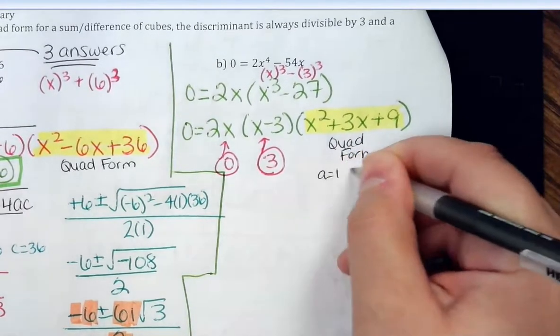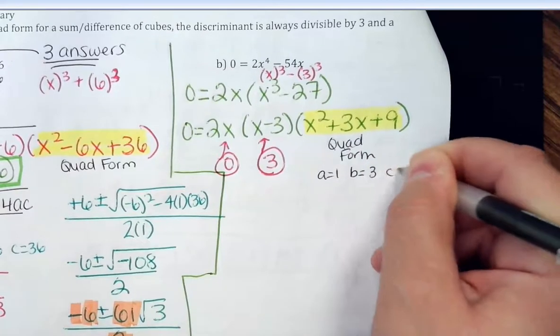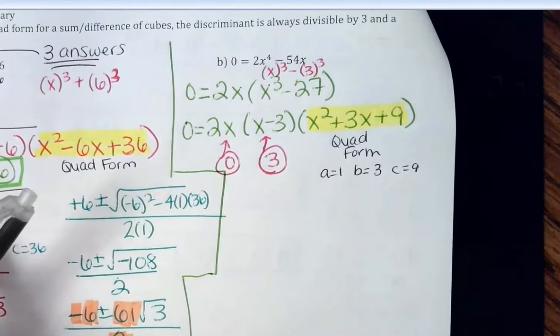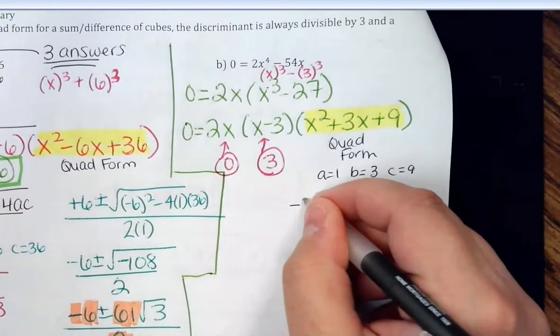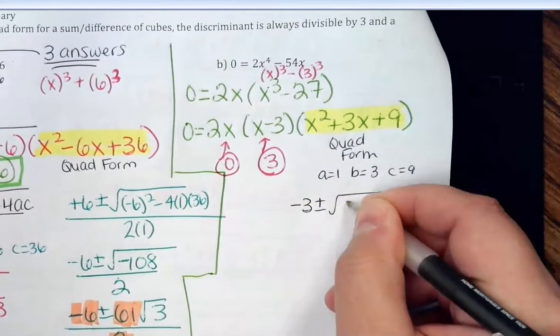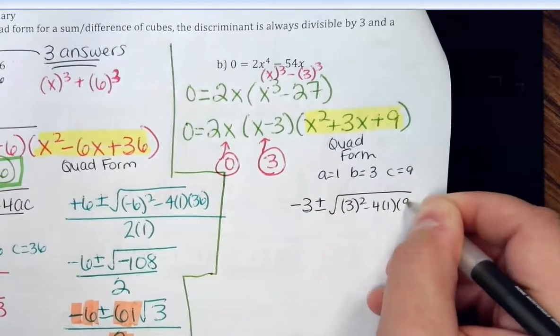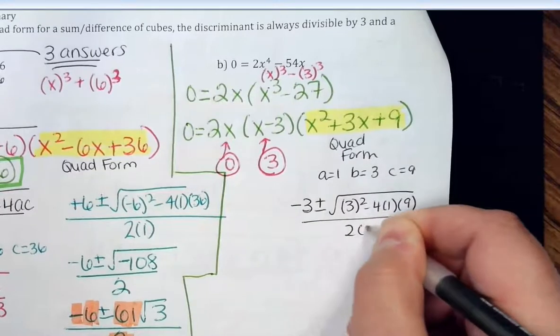A would be 1, B would be 3, C would be 9. So I'm just plugging it in. Hopefully you guys can still see the quadratic formula over here. So negative 3 plus or minus the square root of 3 squared minus 4 times 1 times 9, everybody over 2 times 1.